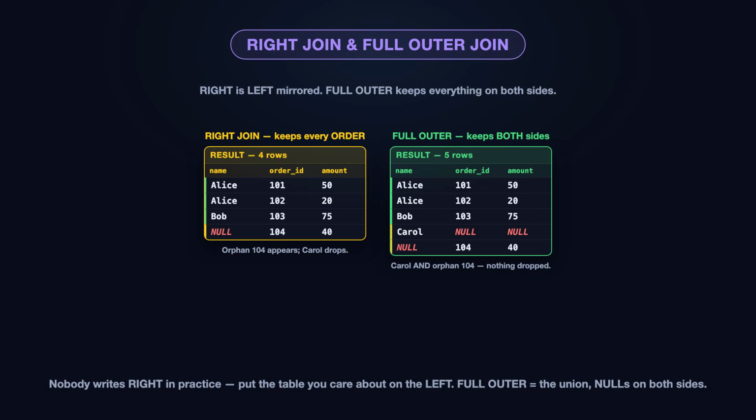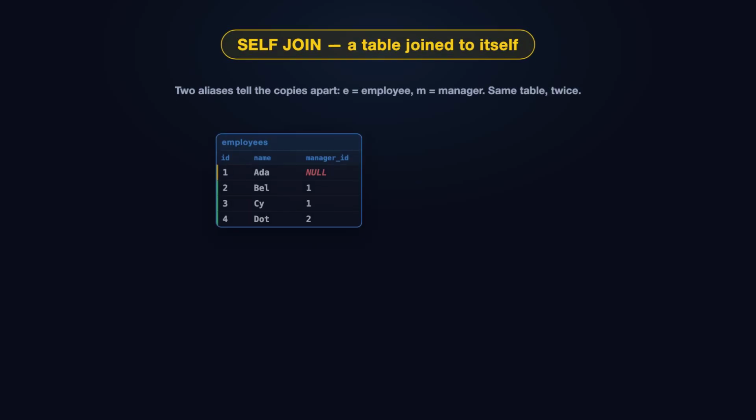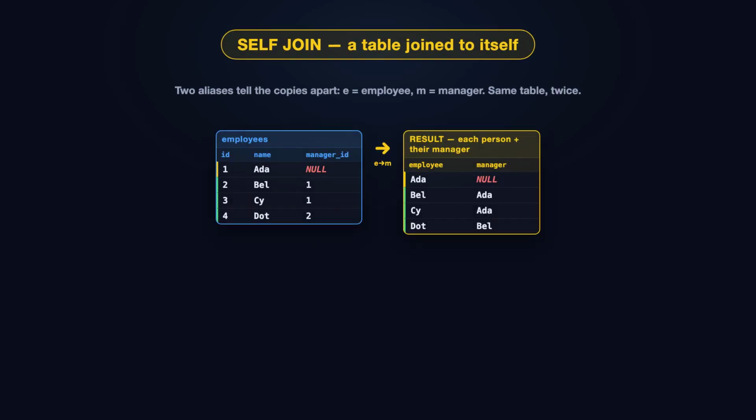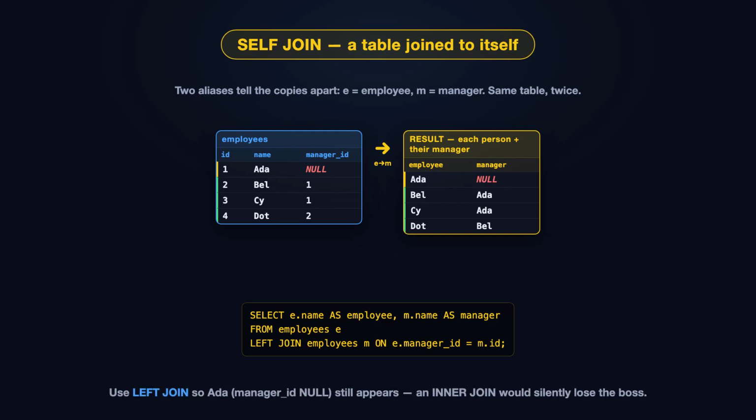Unmatched rows on either side get padded with null. That is the only join where both a left-only row and a right-only row can appear in the same result. A self-join sounds exotic, but it is just a table joined to itself, using two aliases so you can tell the two copies apart. The classic case is employees and their managers.